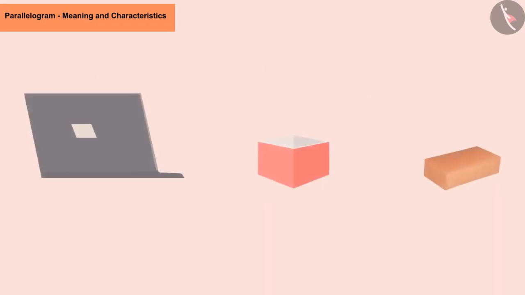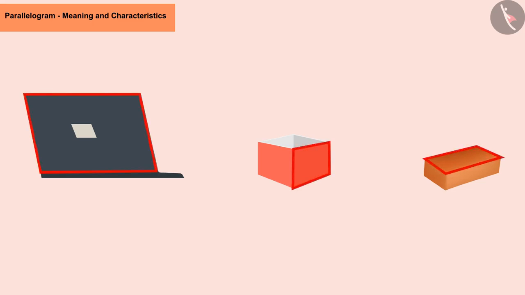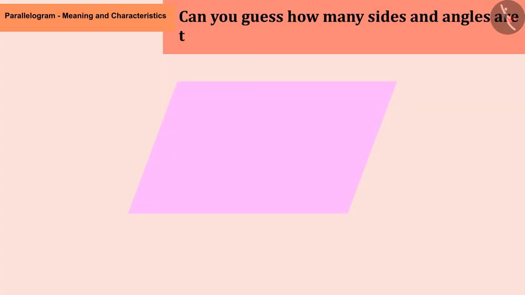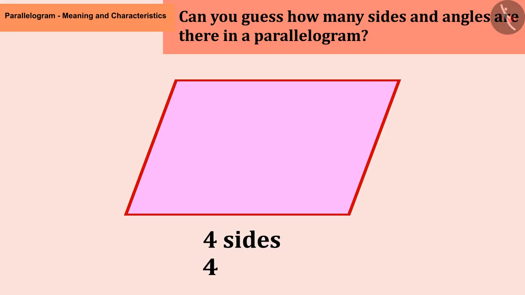Here are some examples that you might be familiar with. You can see that a parallelogram exists in all these objects. So, can you guess how many sides and angles are there in a parallelogram? Well done! Because a parallelogram is a type of quadrilateral, the parallelogram has 4 sides and 4 angles. So let's understand the parallelogram with the help of a game.